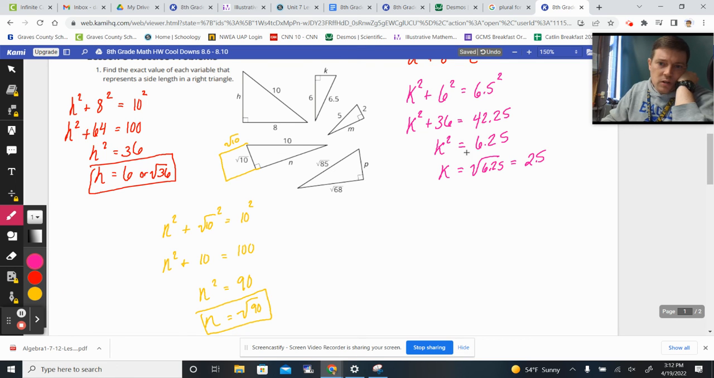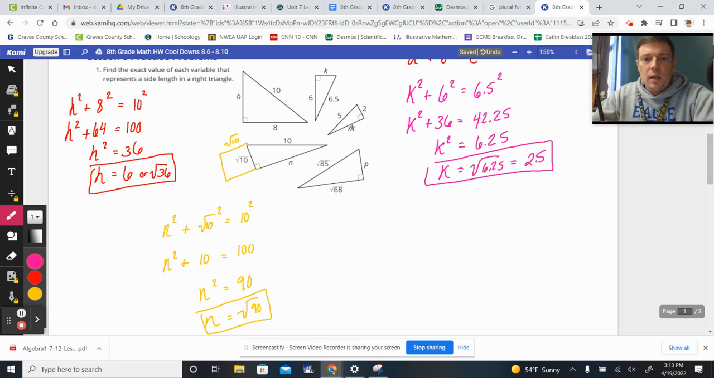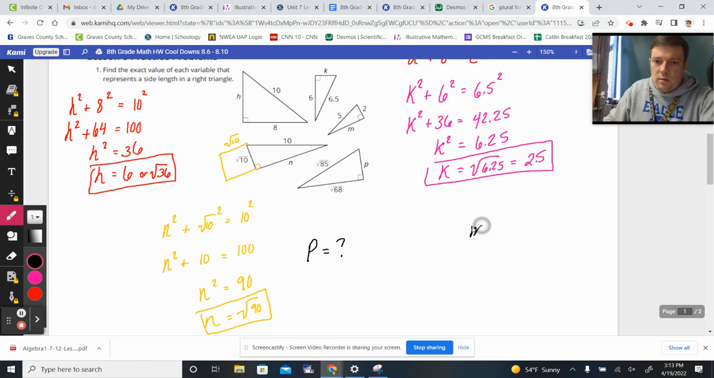And your job on your own, in the space that I haven't used down here, is to find p and m, which I think you should be able to do at this point with the practice that I've done for you. And those will be two that I'll probably be grading whenever I do it on Friday. So get that practice in, and good luck. Don't forget to write what p equals and what m equals. Okay, I'll be looking for those, and I'm expecting you to do those on your own.